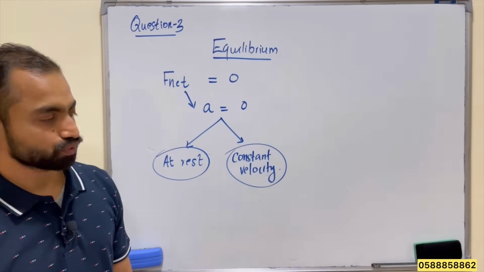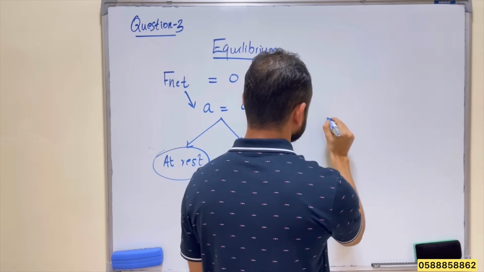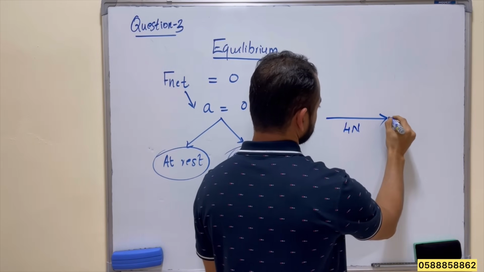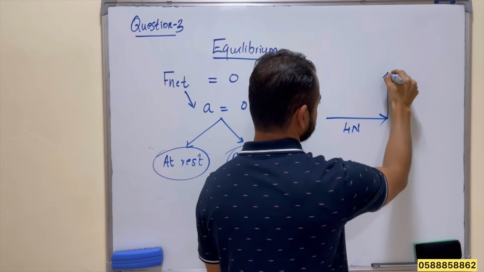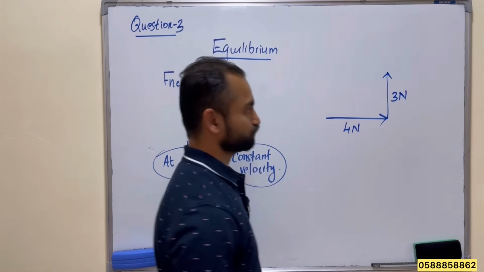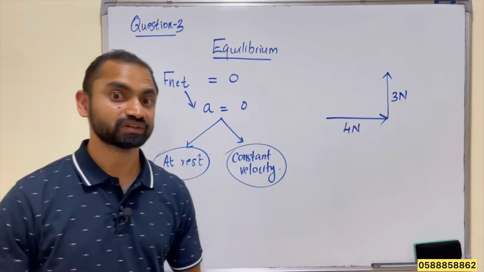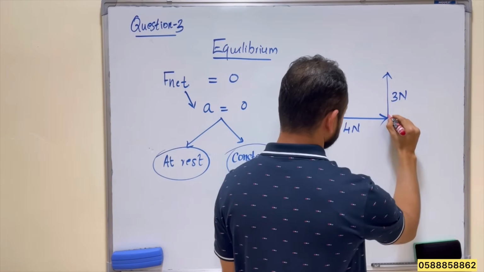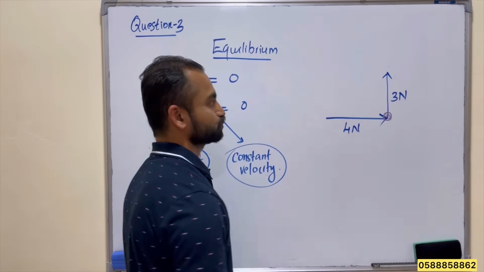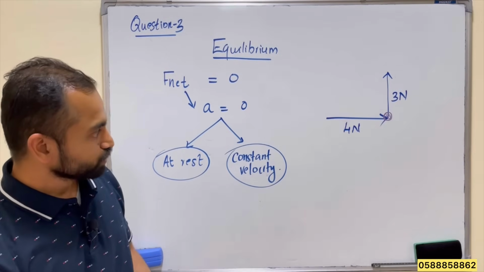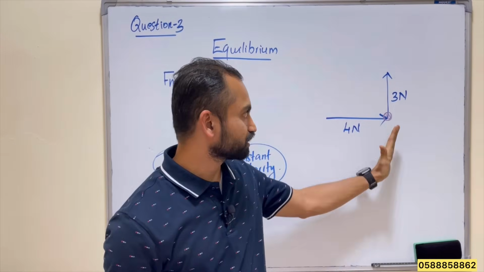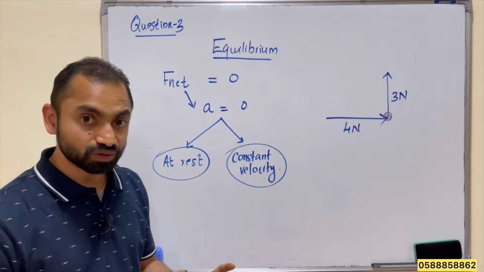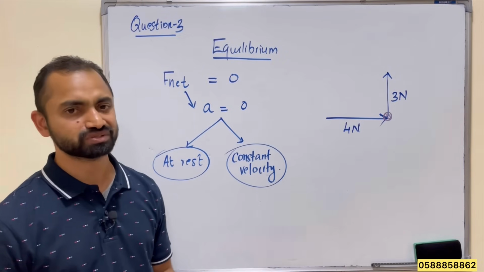So we have two forces. This is our first force, a 4 Newton force, and we have a second force, a 3 Newton force. What is the net force? There are two forces acting on this object here. One force is acting to the right side, 4 Newton. Another force is acting to the north side, 3 Newton. Is the object in equilibrium? No, because there is a net force, right?